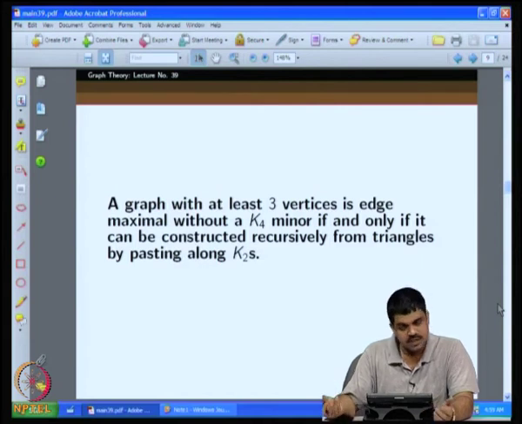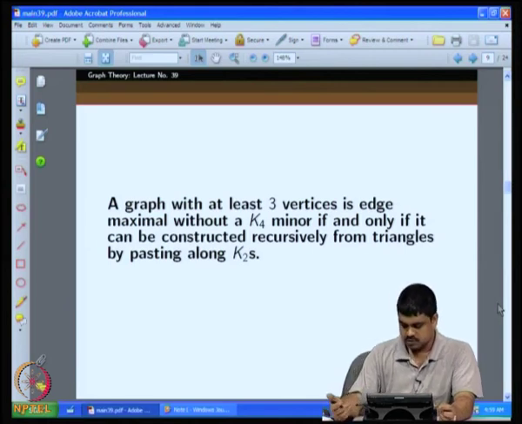Why? Because if this kind of graph can be colored using 3 colors, any graph without a K_4 minor can also be colored using 3 colors. Give me a graph without a K_4 minor, then I can always add edges to it and make it edge maximal with respect to the property of not having a K_4 minor. I have only added edges. If after adding a few more edges I can color the graph with 3 colors, the original graph also can be colored using 3 colors. That is why we are looking at the edge maximal graphs alone.